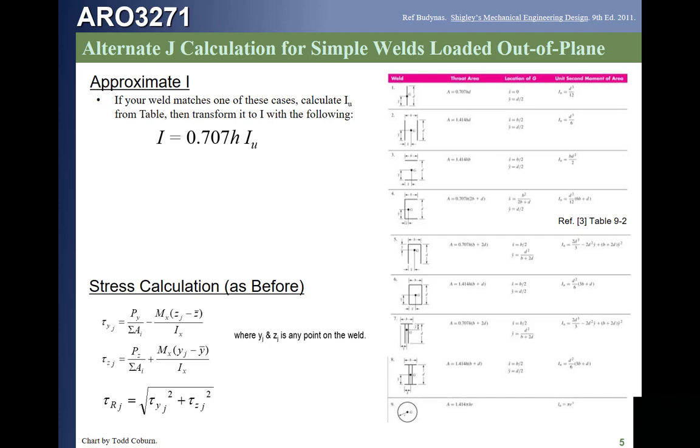Also, the same caution about the weld applies that we said last time, in that if these are all fillet welds, this 0.707 h times I_u applies. But if all of the welds are butt welds, then the I is simply h times I_u. And if some of them are fillet welds and some of them are butt welds, then you'll have to use the more detailed procedure in order to get a precisely correct value. Got it?